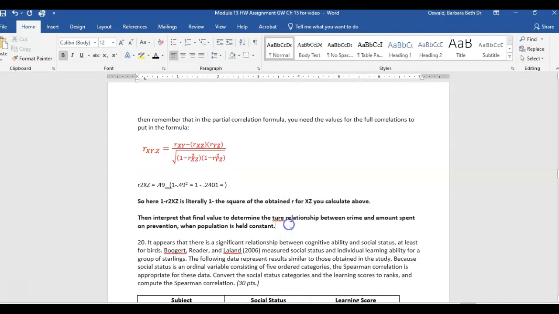Okay, so then just interpret what your obtained partial R value means. And again, follow the example in practice problem 15.2 because it's virtually identical to this one.